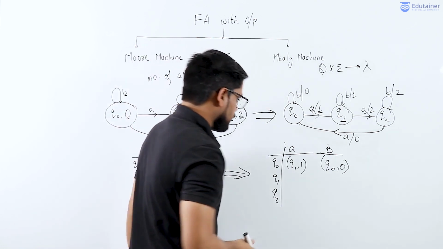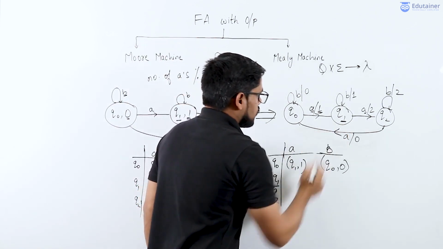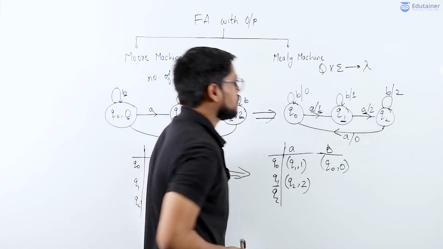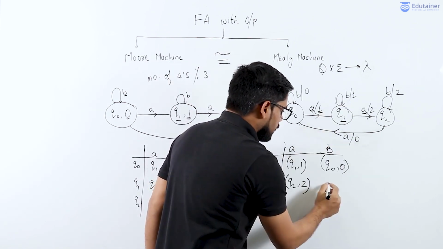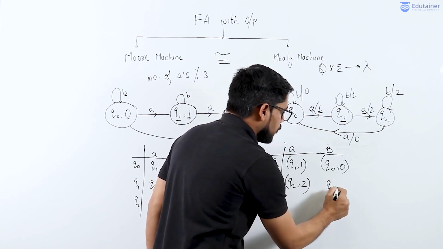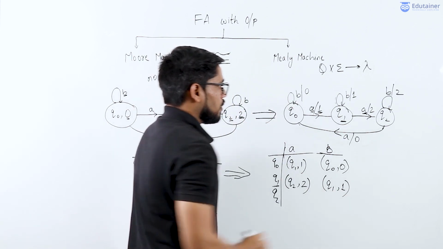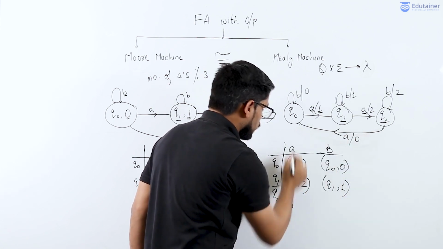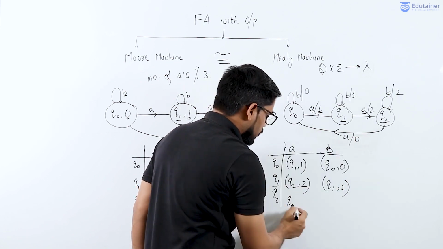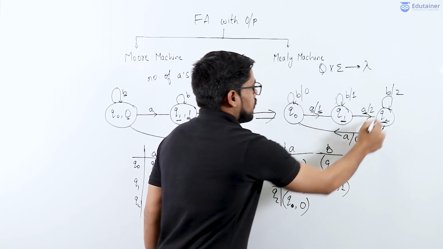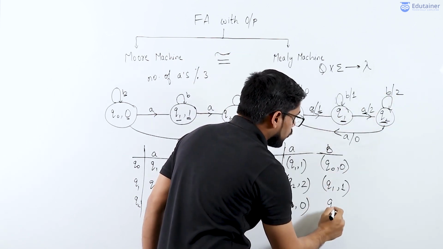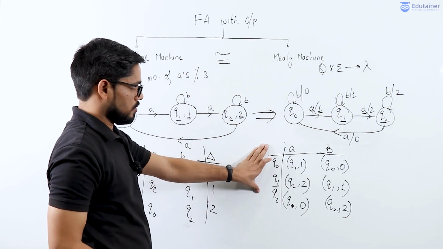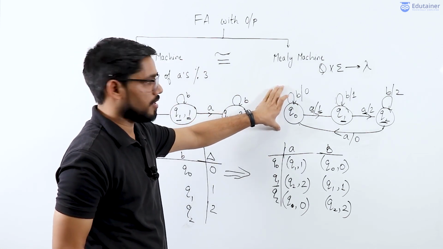Understood? Now let's consider the Q1 state. Q1 on seeing input alphabet A will go to Q2 and produce output 2. Q1 on input alphabet B will go to Q1 itself and produce output 1. And the last state is Q2. Q2 on input alphabet A will go to Q0 and produce output 0. Similarly, Q2 on input alphabet B will go to Q2 itself and produce output 2. So this is the final transition table corresponding to this transition diagram.